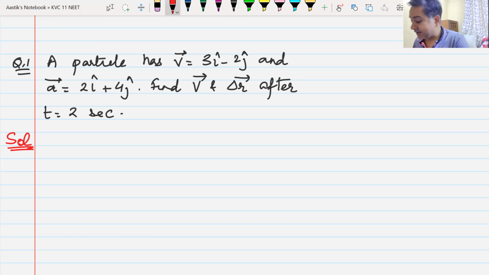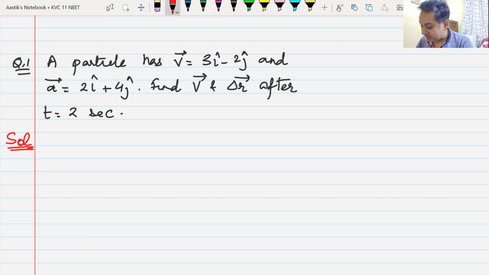So I think you have tried it enough. Let us discuss the answer. How do I find the final velocity? Initial velocity is given to me. Acceleration is given to me. How do I find the final velocity? I apply the equation: v is equal to u plus at.